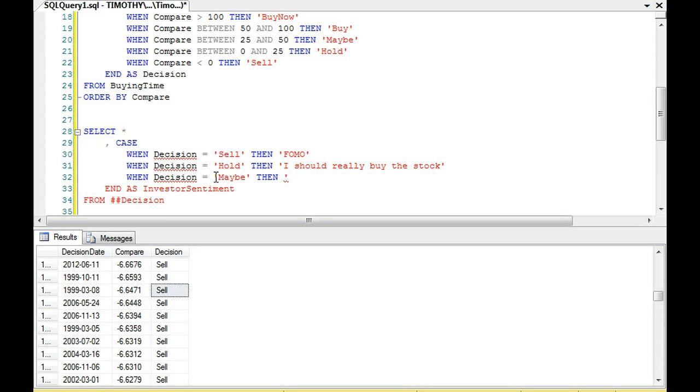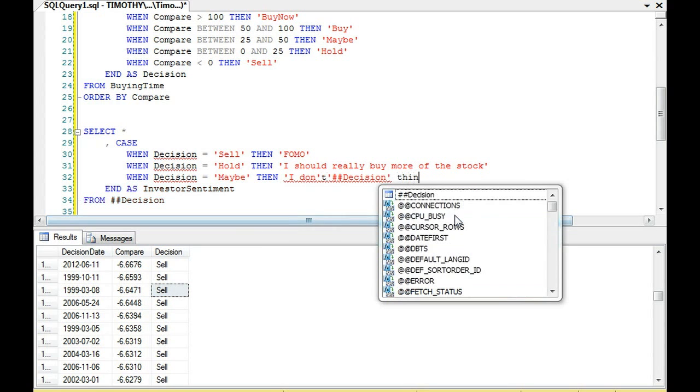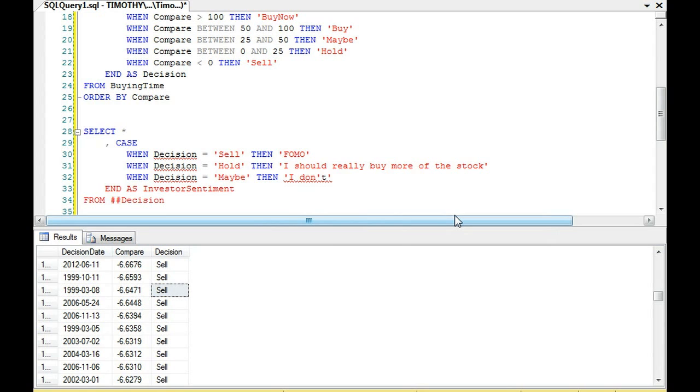One second. Trying to think of what would be the logic of most investors at this point. Actually, what I'm going to do, I'm going to pretend like the person's holding on to it. I should really buy more of the stock. And then this one is going to be maybe... whoa. Okay, that's why I don't think this is a good deal. So now the investor's thinking, man, I don't think this is a really good deal.